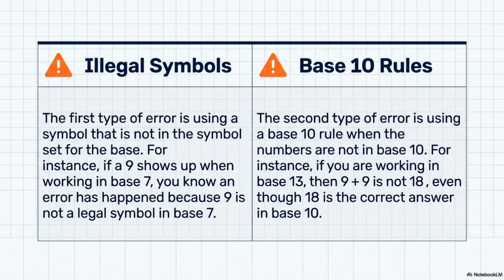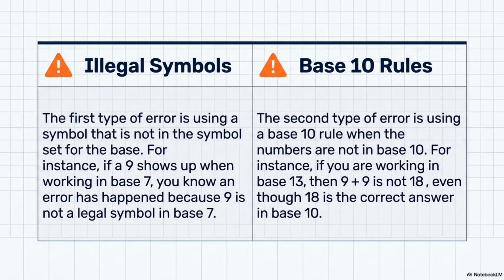So making that first error is basically like trying to play a word in Scrabble using letters that aren't even in the game. That is a great way to put it. Like if you're in base 7, your rack only has tiles 0 through 6. If a 9 shows up on the board, you know someone is breaking the rules. Exactly. And the second error is your own muscle memory betraying you by accidentally applying base 10 rules. How does that happen? Say you're working in base 13. Your brain sees 9 plus 9 and automatically wants to jump to 18. But 18 assumes we roll over after 9. In base 13, you haven't even hit the rollover point for a single column yet.